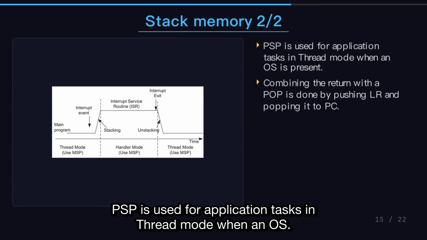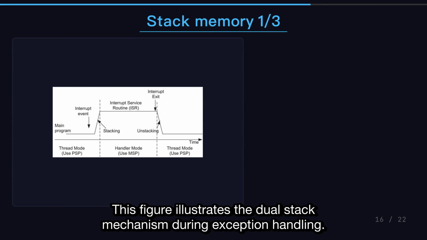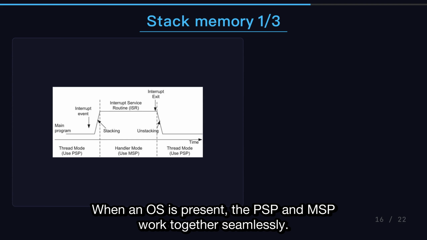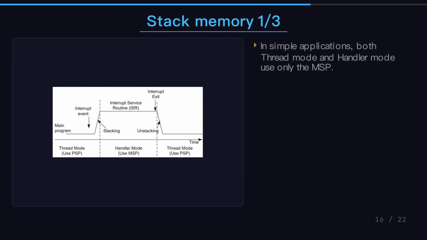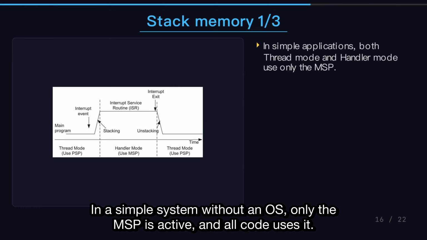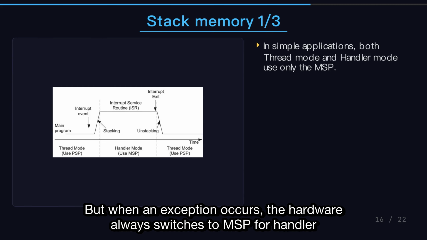PSP is used for application tasks in thread mode when an OS is present. This figure illustrates the dual stack mechanism during exception handling. When an OS is present, the PSP and MSP work together seamlessly. In a simple system without an OS, only the MSP is active, and all code uses it. But when an exception occurs, the hardware always switches to MSP for handler execution.